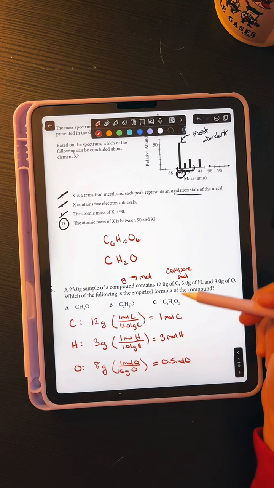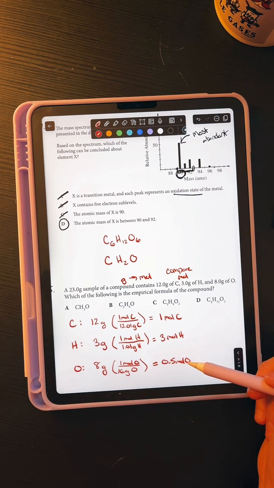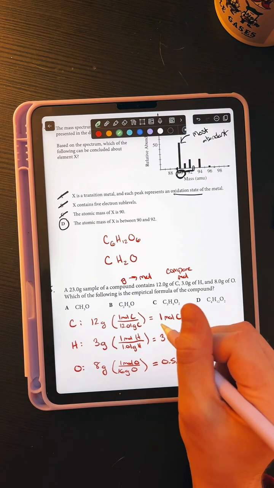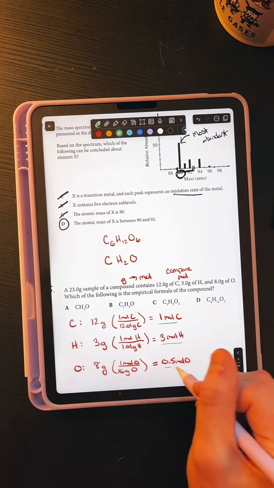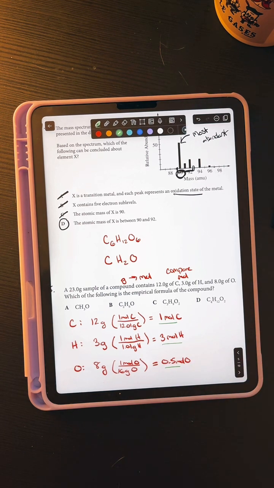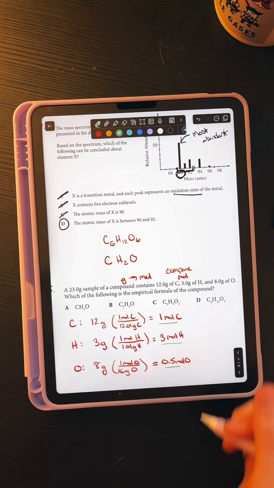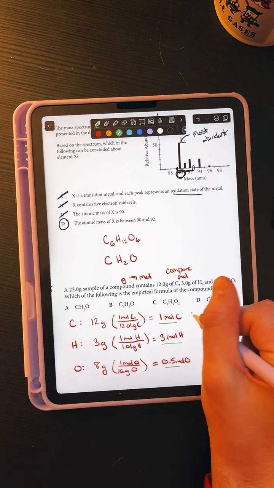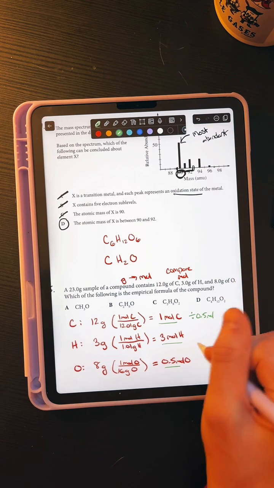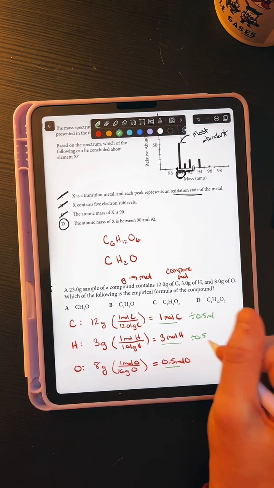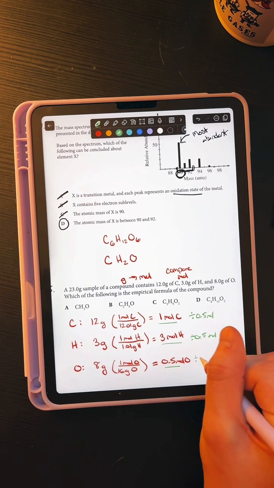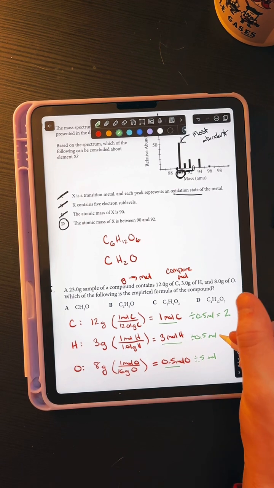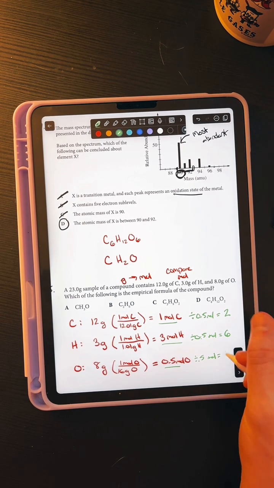So now that we've solved for all of these values of moles, we're going to take a look at which one is the lowest. We want to look at 1, 3, and 0.5. Whichever one is the least number of moles, we're going to divide all 3 of them by that value. So 0.5 is the lowest, so we'll divide by 0.5 moles, divide by 0.5 moles, and divide by 0.5 moles. And that gives us 2, 6, and 1.